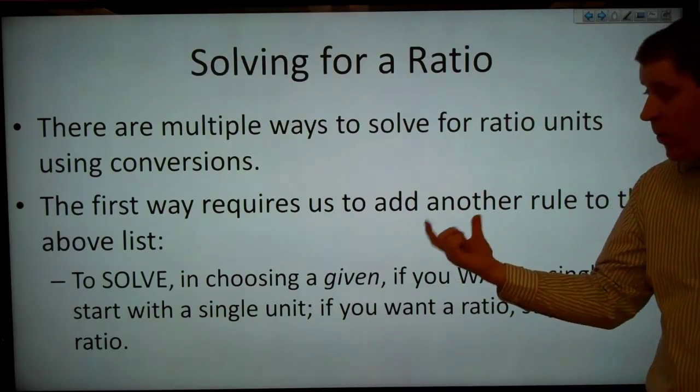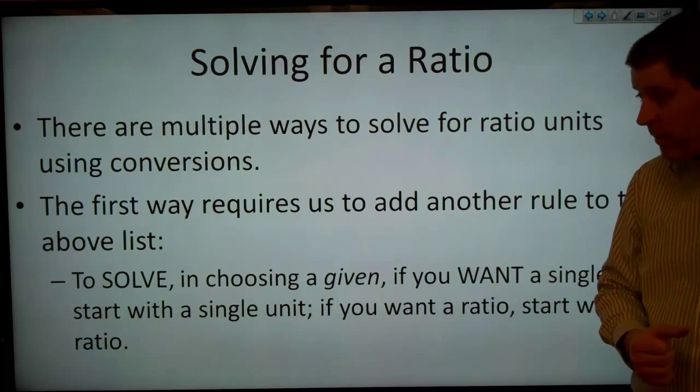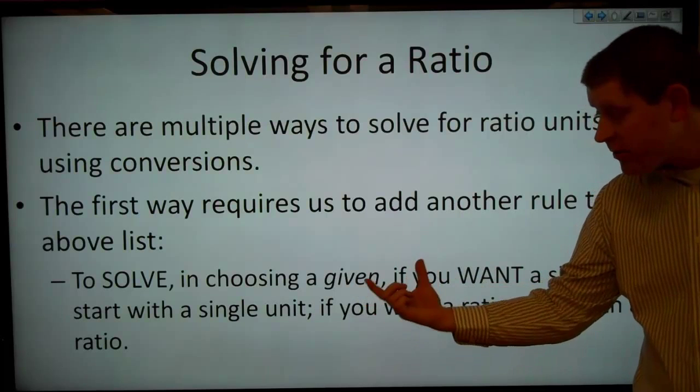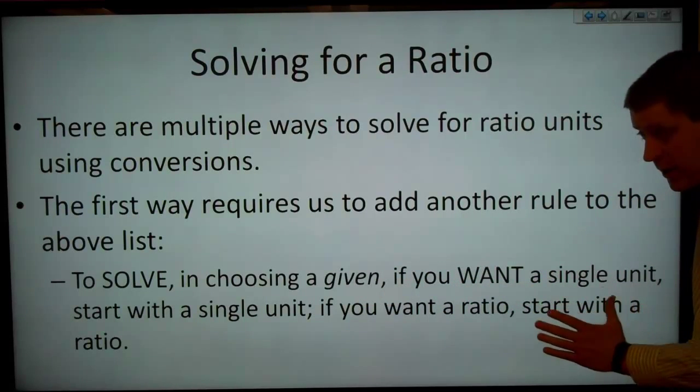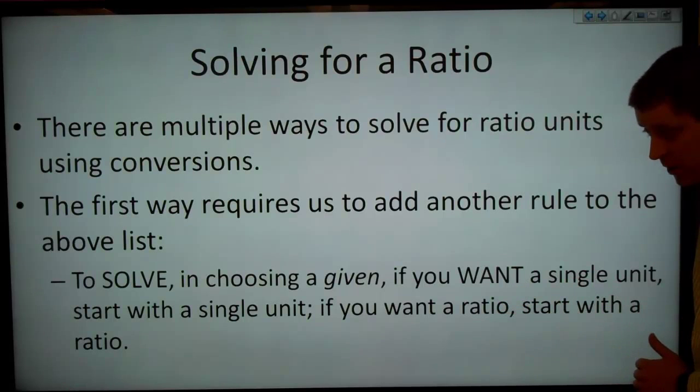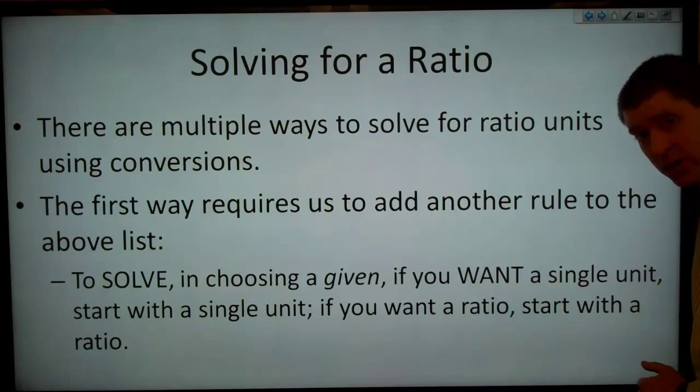The first way requires us to add another rule to the above list that we have. And that rule is to solve in choosing a given. If you want a single unit, then we need to start with a single unit. If you want a ratio unit, then start with a ratio.